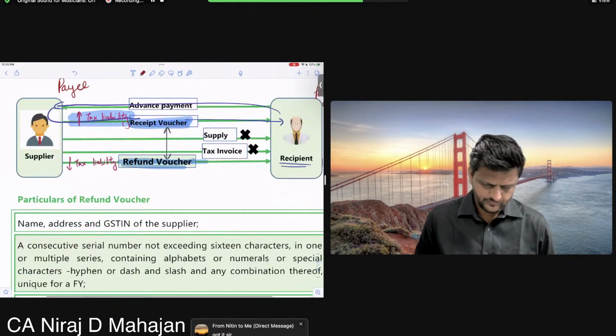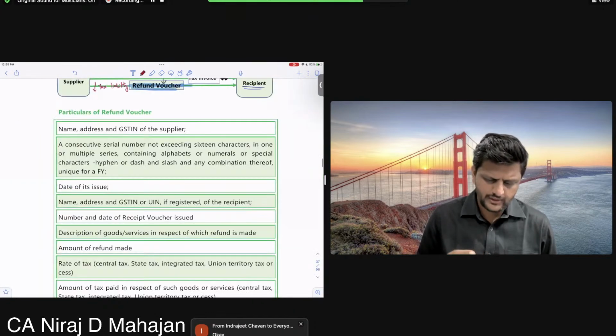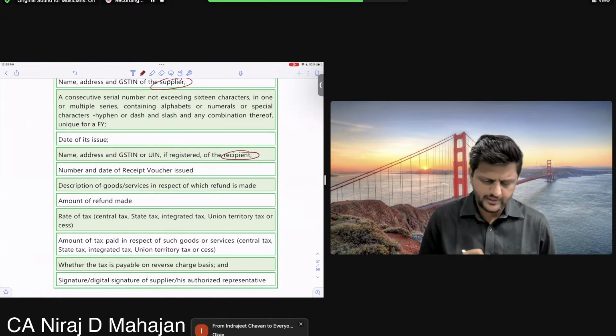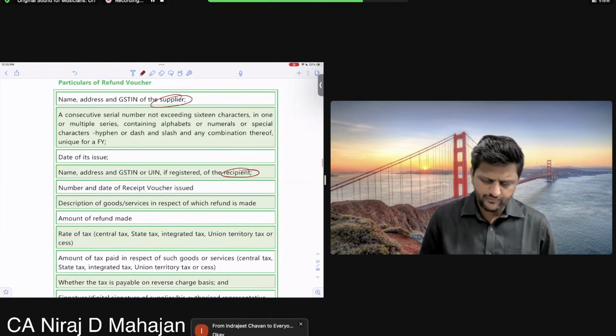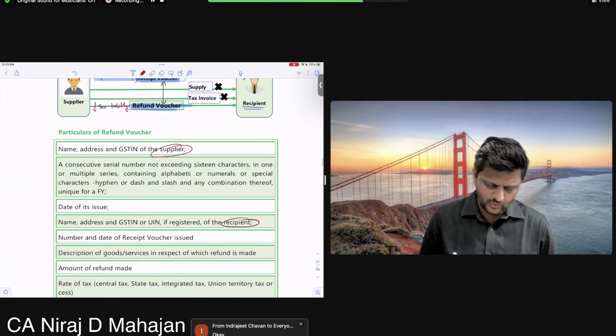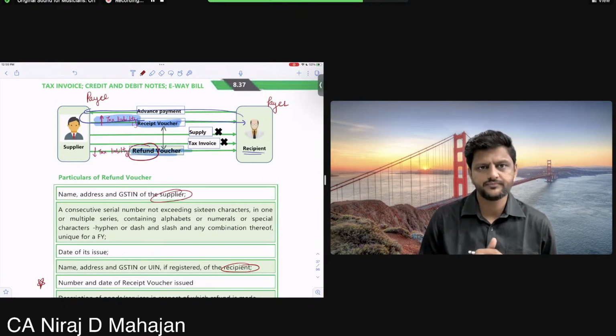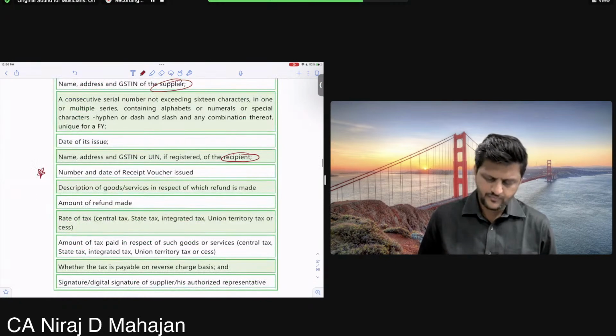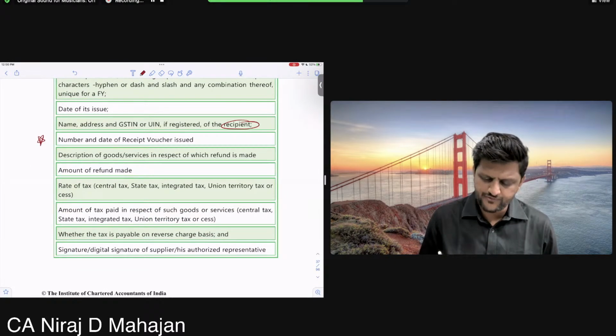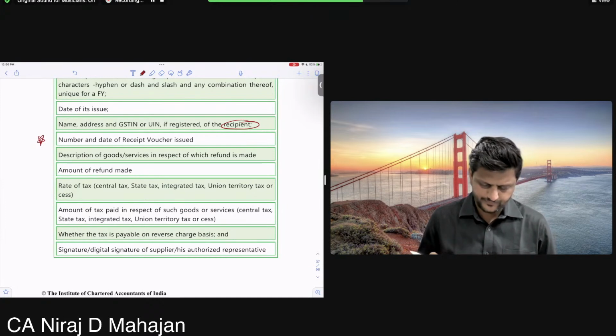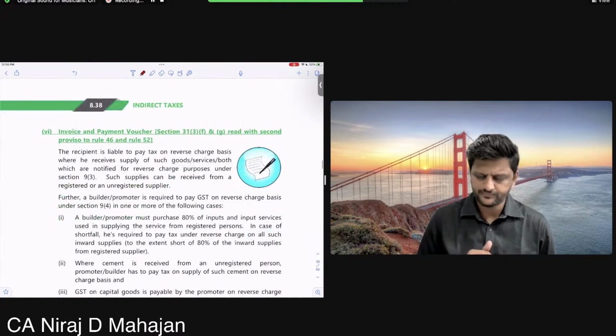Okay. Details of refund voucher. Again, details of supplier, number, date of issue, recipient details, number and date of receipt voucher. Can you see this or no? Refund voucher बच्चों issued against the receipt voucher. Yes. Description of goods and services in respect of which refund is made, amount of refund made, rate of taxes which is applicable, etc. Okay.